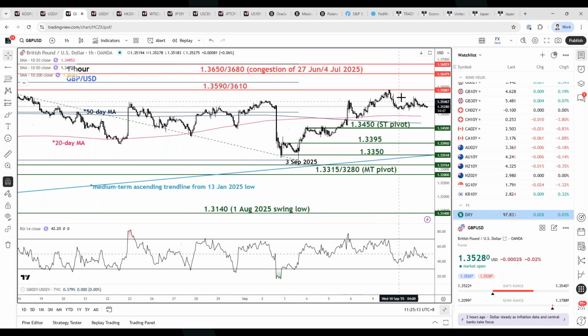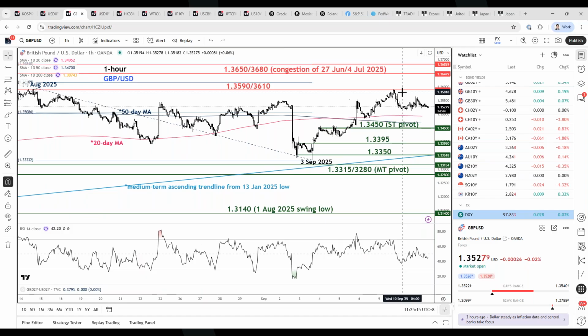First resistance level to watch will be this minor range resistance at 1.3590, 1.3610. Above it potentially takes us higher towards 1.3650, 1.3680, which is the congestion area of 27th of June and 4th of July this year, which is 2025. Only a bearish breakdown below 1.3450 will invalidate the bullish bias to see the extension of this minor corrective decline sequence extending further towards the downside.